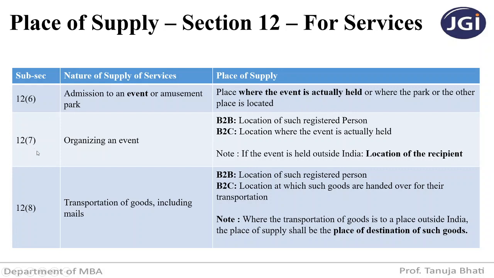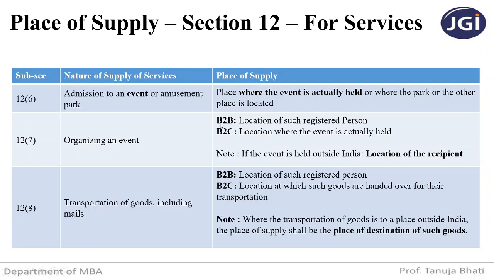Next case, case number 5, is when the service is in the nature of organizing an event. When you organize an event, obviously it is providing a service, not goods. So services, obviously section 12. Now suppose the service is provided B2B. B2B and B2C have already been explained. B2B is where a person registered under GST provides services to another person registered under GST, and B2C is where a person registered under GST is providing services to an unregistered person under GST.